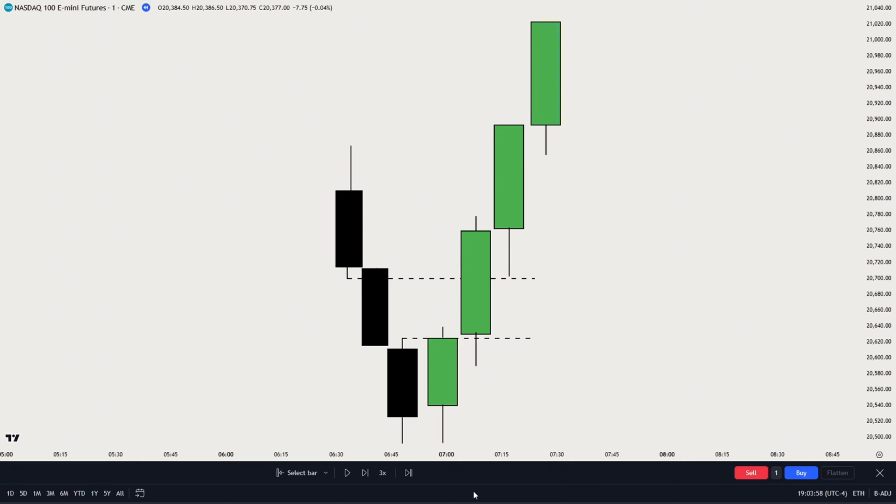Now, I've shown you guys what an inverse fair value gap is. Now I'm going to show you places on the chart where you can take these, and I'm going to go back and show you guys some of my trades that I've alerted live for free in my Discord.